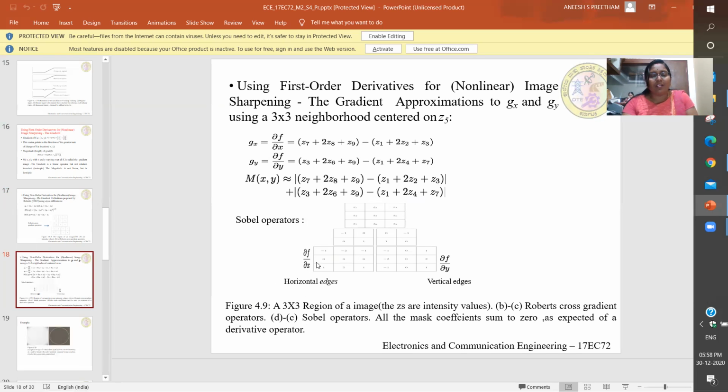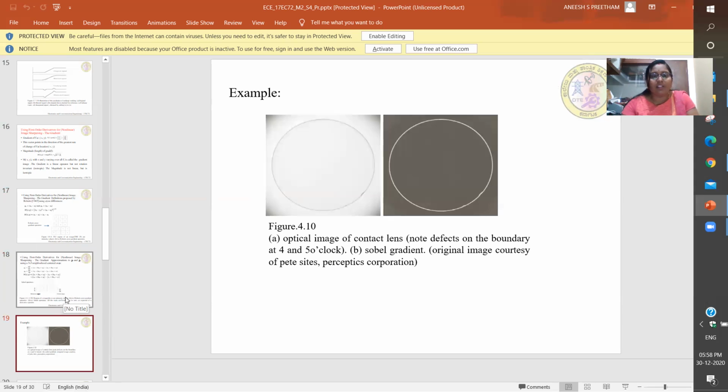So that means a 3 by 3 region of the image. So here also z1 to z9 will give the intensity values. So B and C are the Roberts cross gradient operators and D and E are the Sobel operators. All the mask coefficients sum to 0, as expected of a derivative operator. So this is the implementation of the equations.